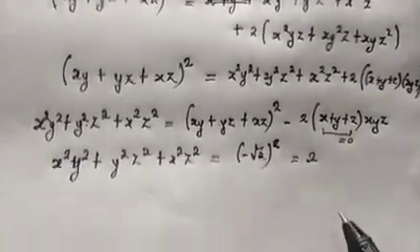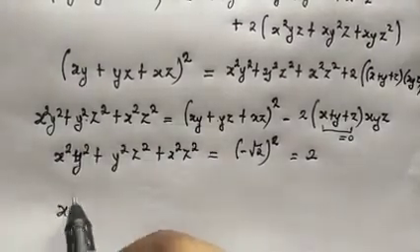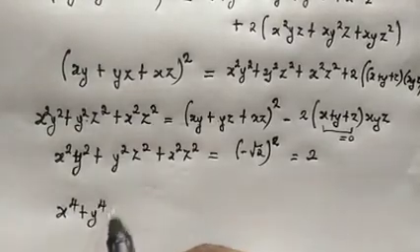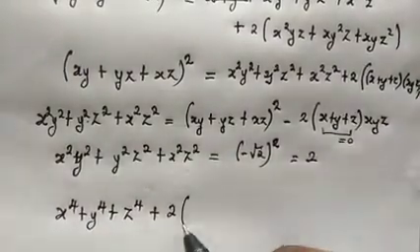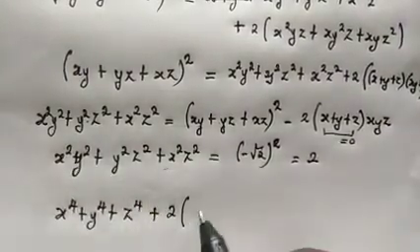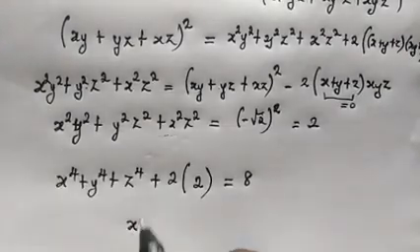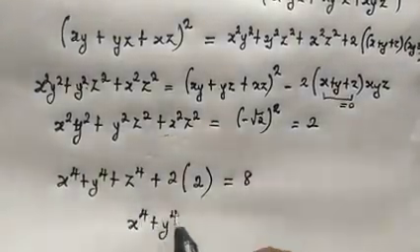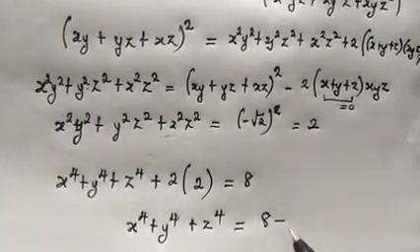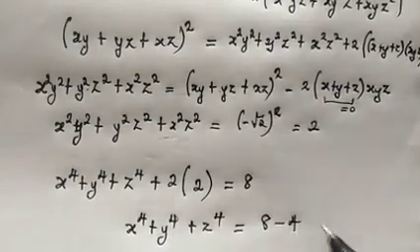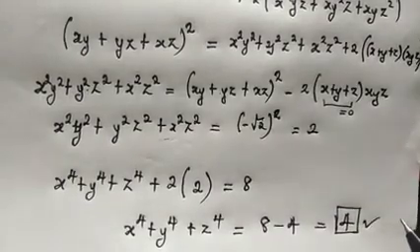Okay, that's cool. Now let us remember again that we already have that x to the power 4 plus y to the power 4 plus z to the power 4 plus 2 into bracket this, which is equal to 2, right? So this is equal to 8. So here we get x to the power 4 plus y to the power 4 plus z to the power 4 is equal to 8 minus 2 times 2, which is 4. And this is giving us 4. And this right over here is our correct answer.